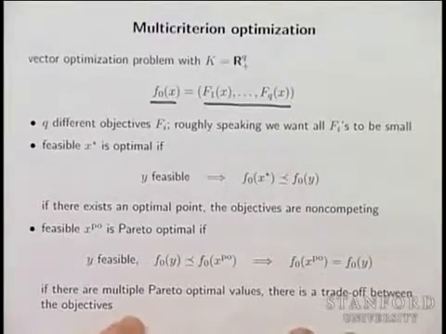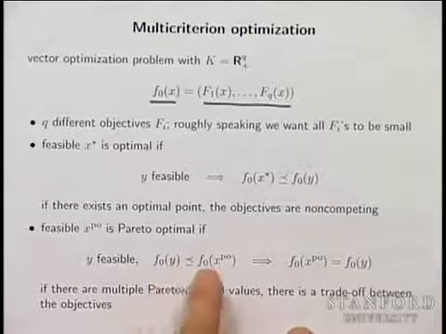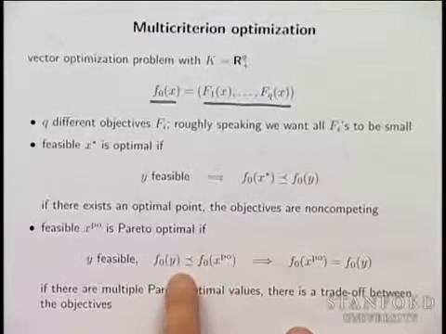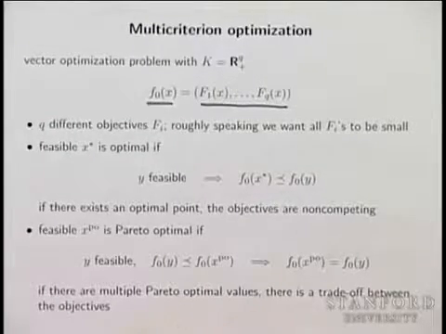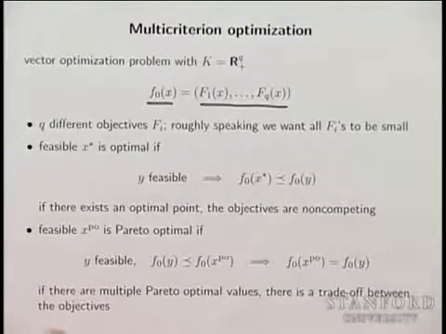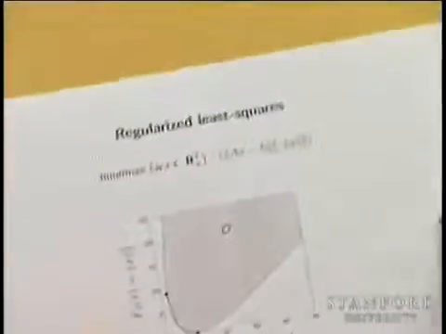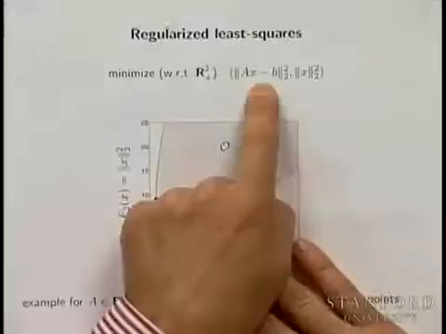Now, Pareto optimal, well, it says exactly that. It says that if one thing is less than or equal to the other, the same objective, that's in a vector ordering, then they're equal. And if you have different Pareto optimal values, there's a trade-off between the objectives. And the classic thing from least squares or anything else would be something like this. So you'd write it this way.